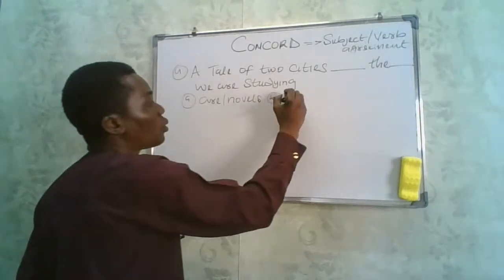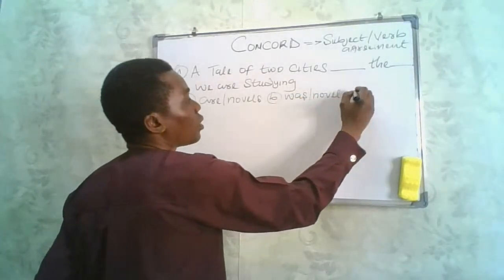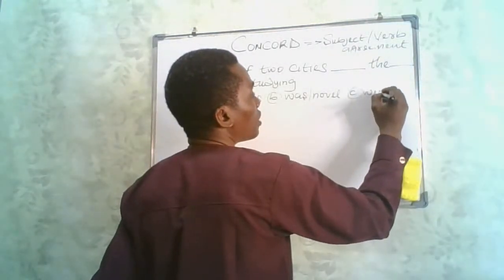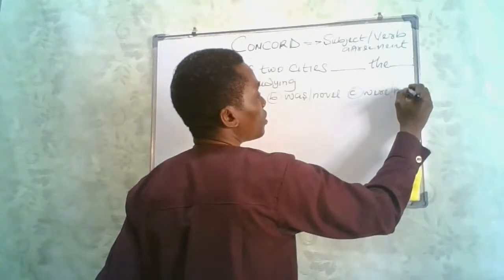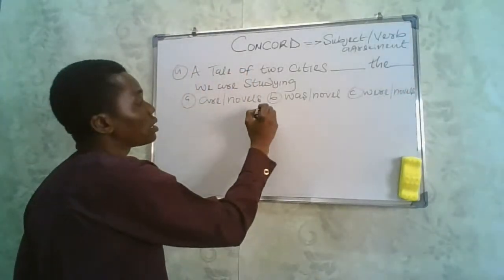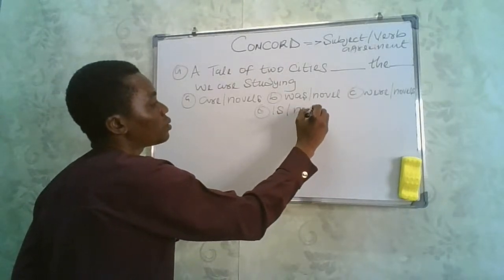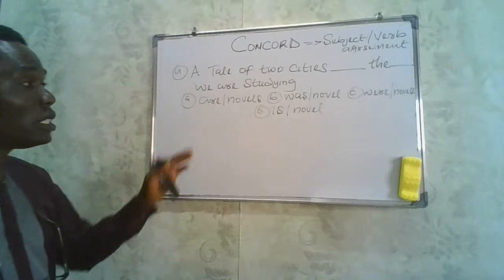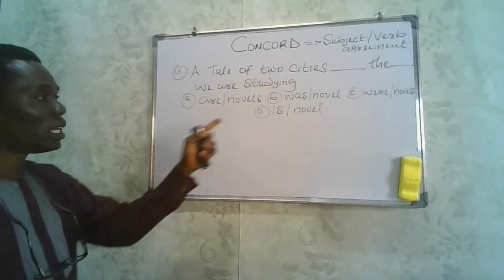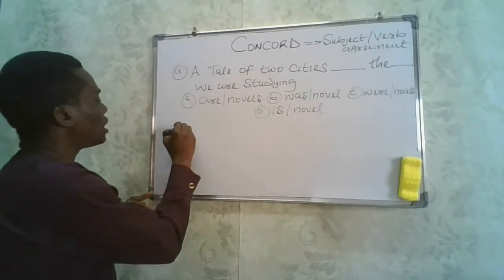Option B is "was" slash "novel"? Option C is "were" slash "novels"? And option D is "is" or "novel"? Now, I want you to look at this question and look at these options and then see the options that fit in. I want to see your comment on that.